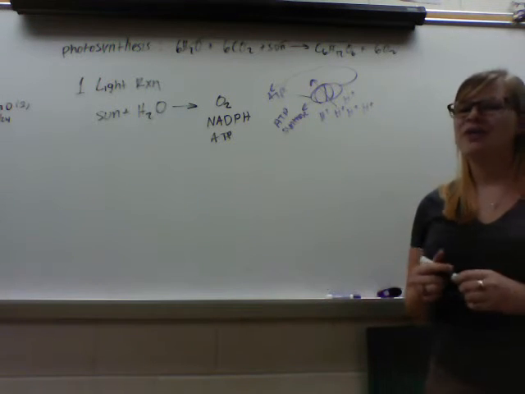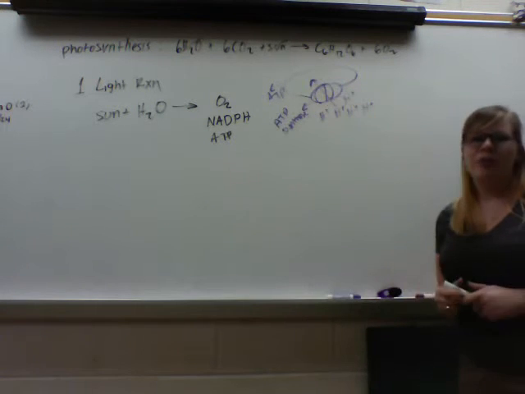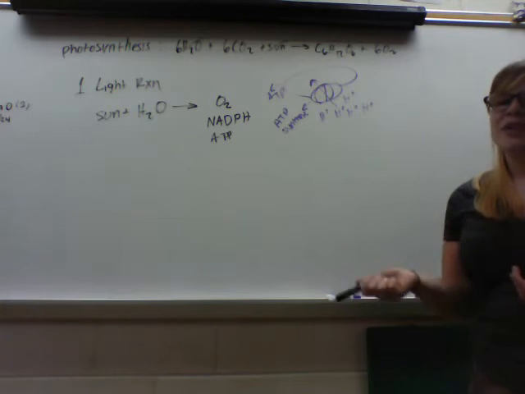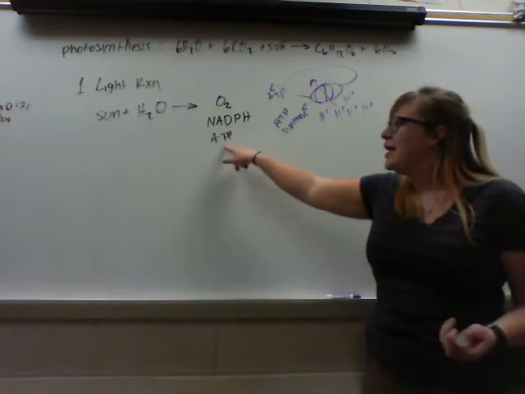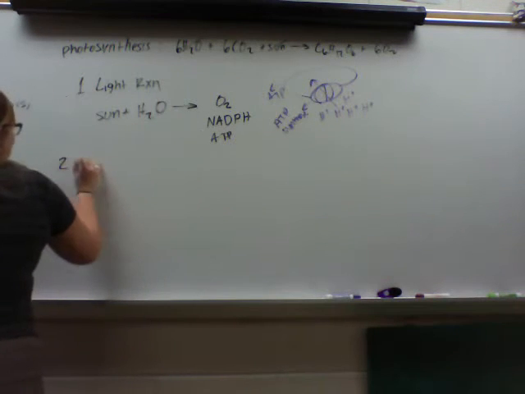The protons go out into the stroma. When there's enough of them, they have to go back in through ATP synthase and be able to turn the generator and produce your ATP, which is right here. And then we have the dark reaction, which is part 2 of photosynthesis.